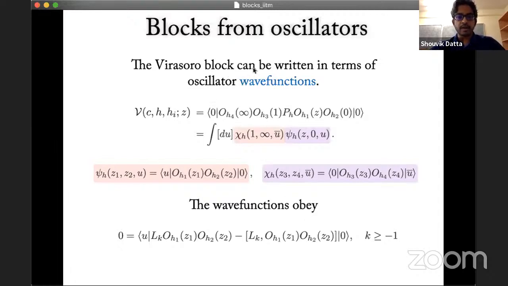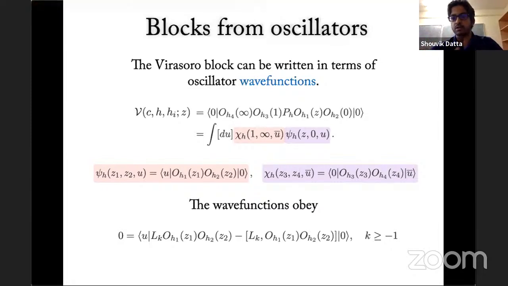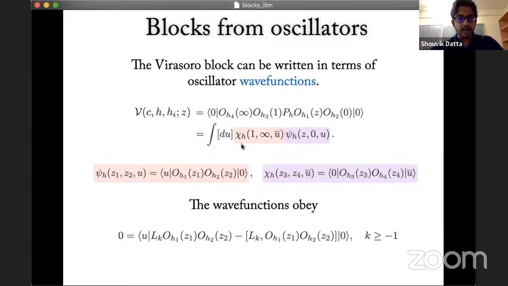So the Virasoro block can be written in terms of oscillator wave functions. The way this works is that you have this Virasoro block, and it captures the contribution from one single Verma module. Okay, and so what you do over here is insert the complete set of states, which is the complete set of descendants corresponding to that Verma module, and then you do a sum over all possible descendants. So that's what this integral is, where this U and U bar are the in and out states for these descendants.